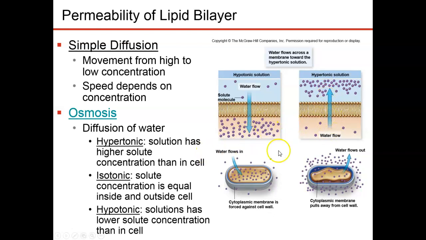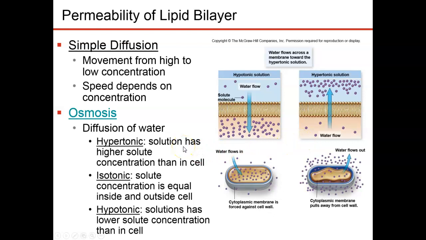And then in an isotonic solution, we have equal amounts of solute and water on both sides. And so water is going to move in both directions equally. And you're not going to have a net gain of water on either side.